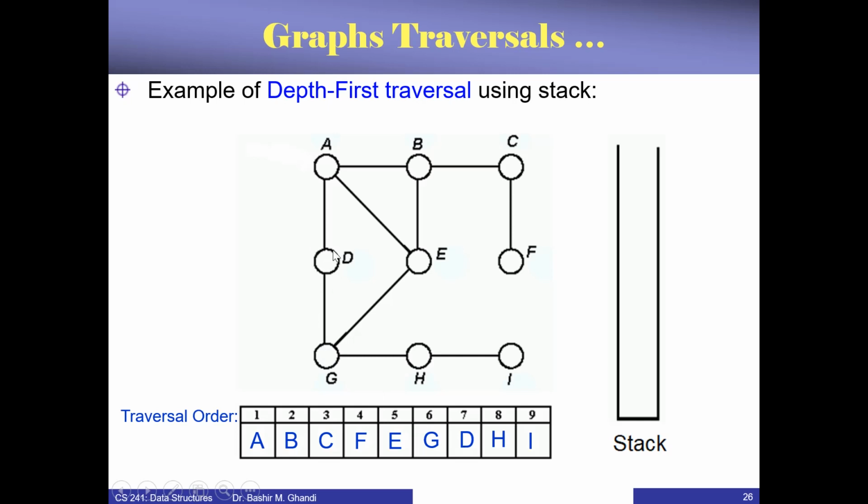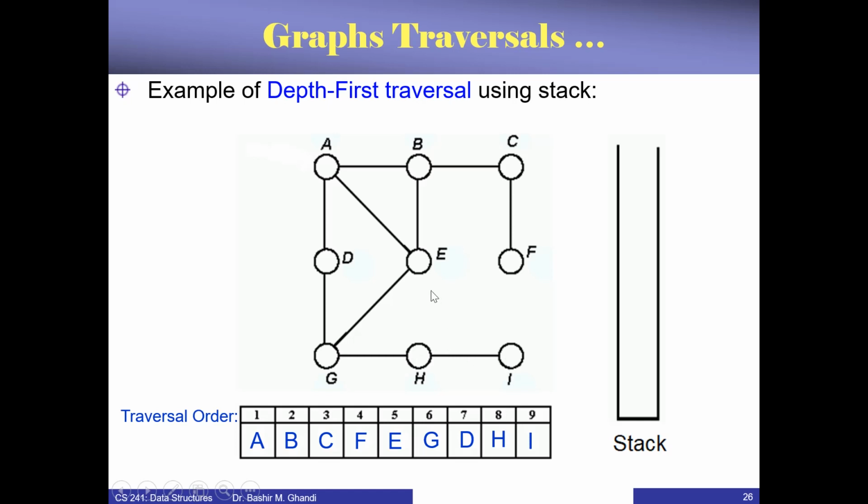But now again, you are stuck because from D you cannot go to A. A was visited before. So what do we do? Backtrack to G and ask yourself, is there any other option? Yes, there is. You can go to H. So we go to H. Okay, and then from H we go to I.